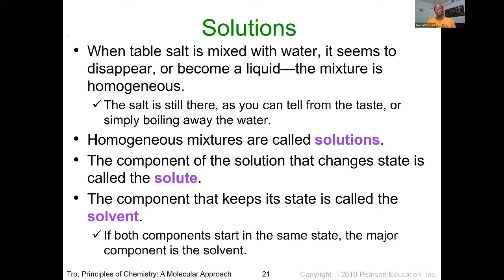For most purposes in this class, your solvent, the thing that we're going to be dissolving most things in, is going to be water. Water is considered to be your universal solvent. And then the things that are being dissolved into it would represent our solutes. So remember, solute plus solvent equals solution.